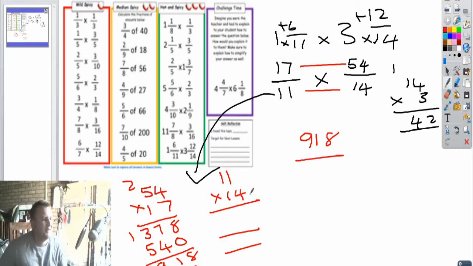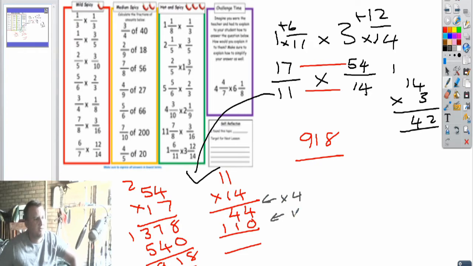Oh, my days. Okay, and then they really do get hard in that last bit, don't they? 1 times 4 is 4. 11 times 10 is 110. Remember, from multiplication, that one's times 4, and that one's times 10.